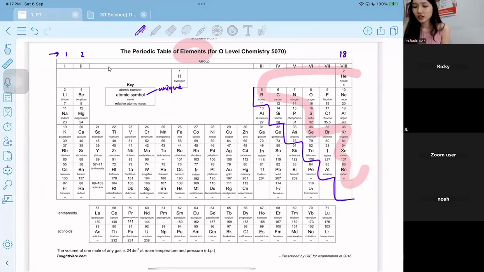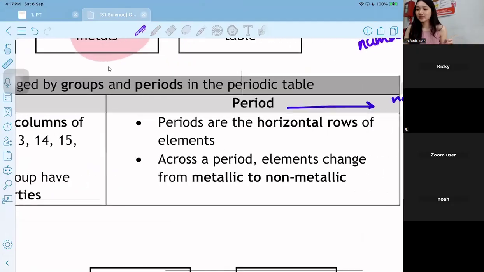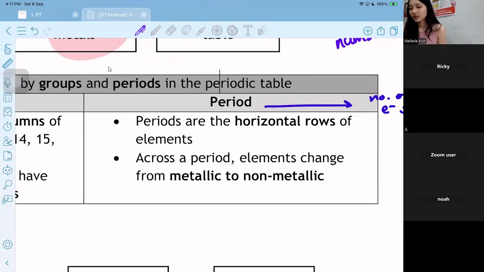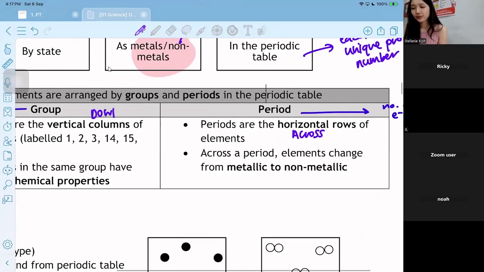This here on top is the group number. Whatever you see is the group number, and all of them down here belong to group 1. So you're looking at vertically down, whereas periods is across. So group will be down, period will be across, left to right.